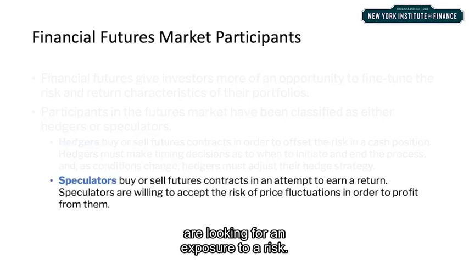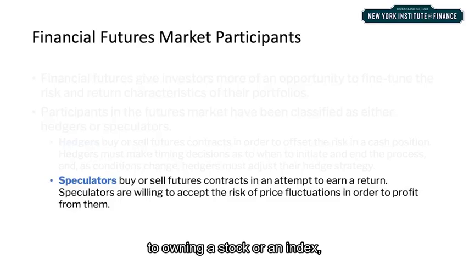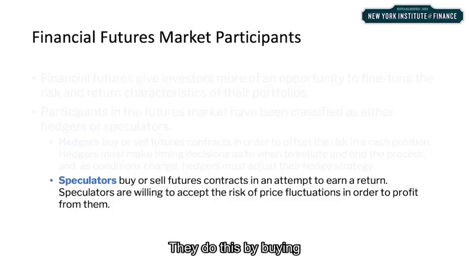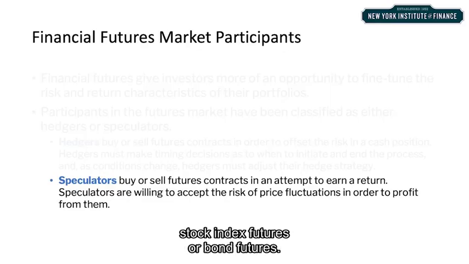Speculators, on the other hand, are looking for an exposure to a risk. They're looking to obtain returns similar to owning a stock or an index, or owning a bond or a portfolio of bonds or an index, and they do this by buying stock index futures or bond futures.